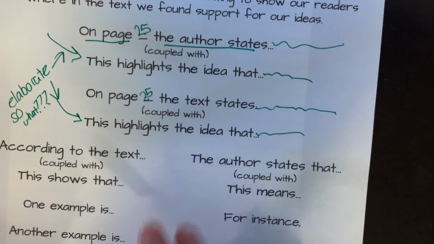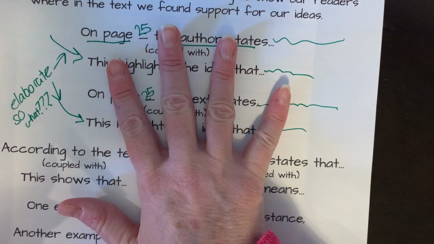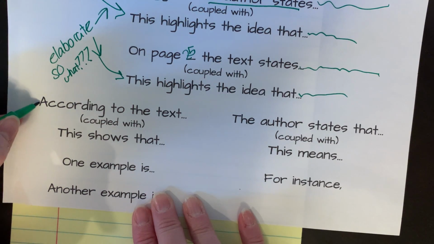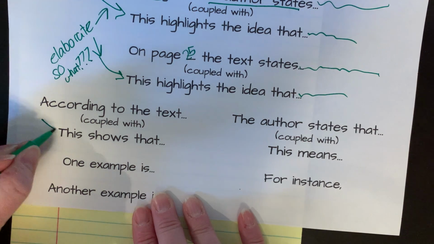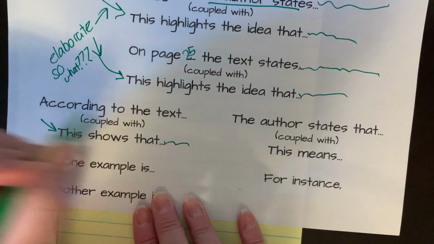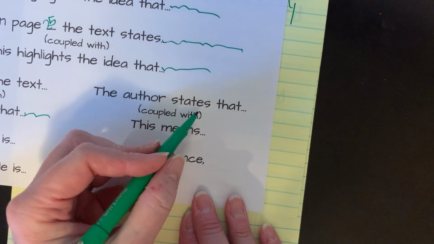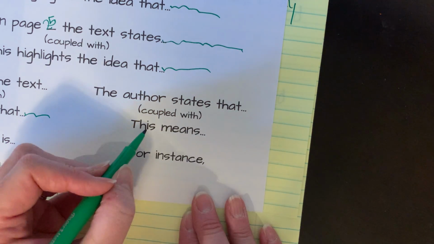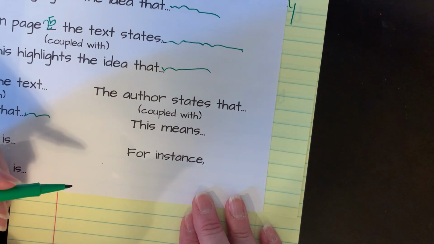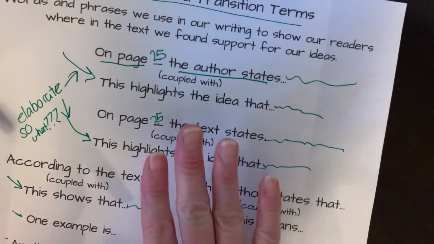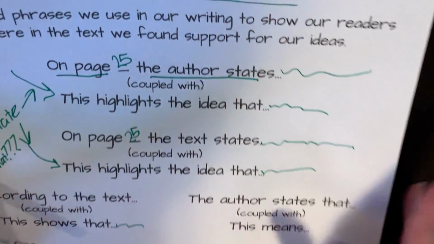Here are some others. And again, you have all of these on the anchor chart that's posted on the assignment. According to the text, and this shows that blah, blah, blah, right? We have one example, another example. Or we have the author states that this means, or for instance. So lots of examples for evidence-based transition terms. And now I'm going to show you how I would use them along with my evidence.